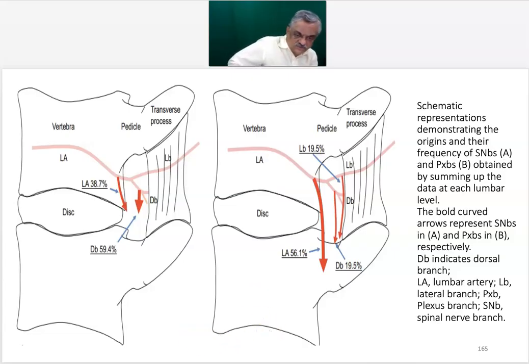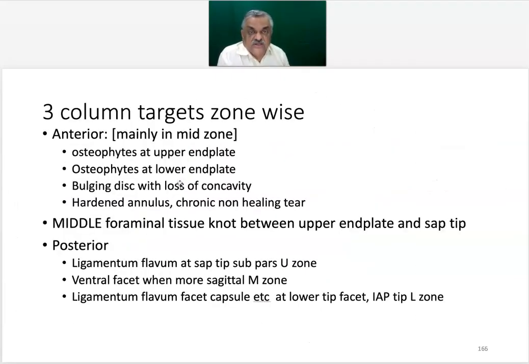What we have to carry home from this dissection related discussion is that our axis, if we land in this part of the foramen just below the pedicle, is extremely dangerous because it has all these arteries. Now we talk of 3-column targets zone wise, and when we talk zone wise we have to be very attentive to what we are going to say here.